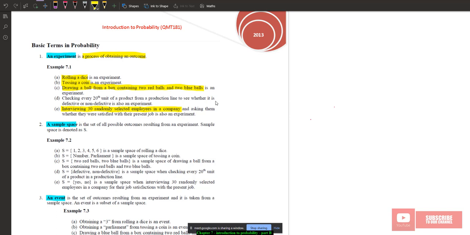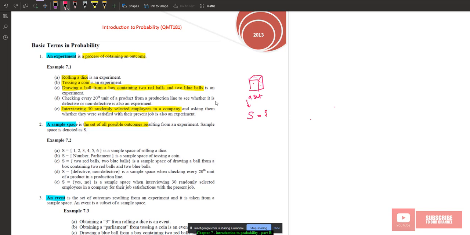Another term that you need to understand is a sample space. A sample space is a set of all possible outcomes. When you roll a die, you know dice, right? You have a six-sided die, so all possible outcomes in rolling a die is called a sample space. The sample space notation is capital letter S, and you need to understand that a sample space is also a set.